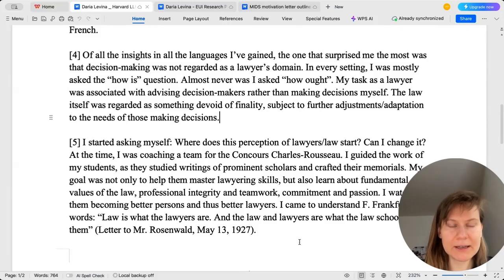Here I bring in another experience. That experience is coaching a team for a moot court. Here I'd like to illustrate another point that's very important for application writing. And it's that you have to be very selective. You have to be specific. For instance, here I name the moot court, but you also have to be very selective. I've been involved in multiple moot courts, but here I've only chosen to talk about one.